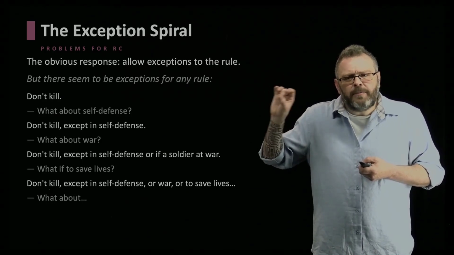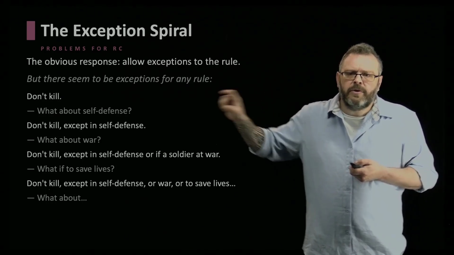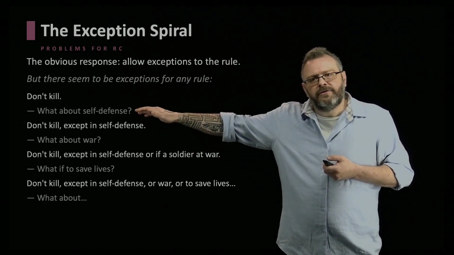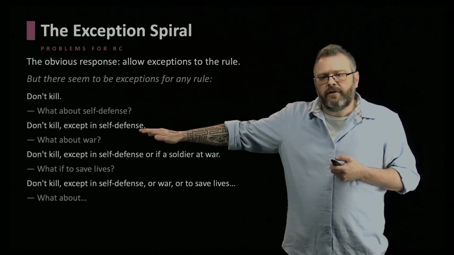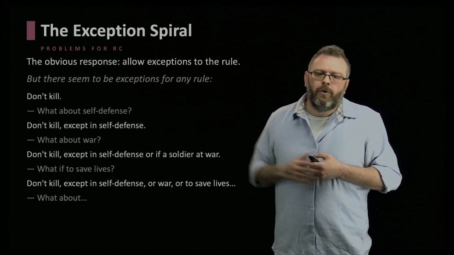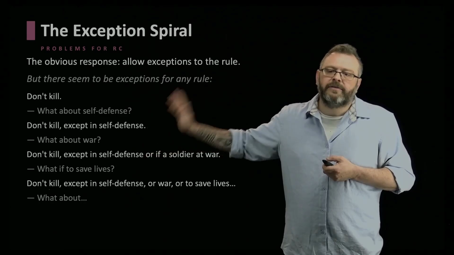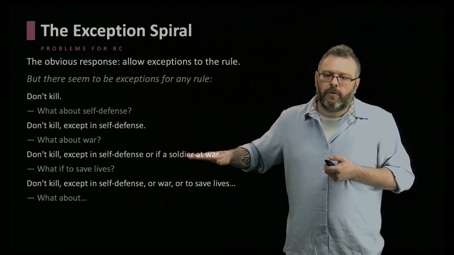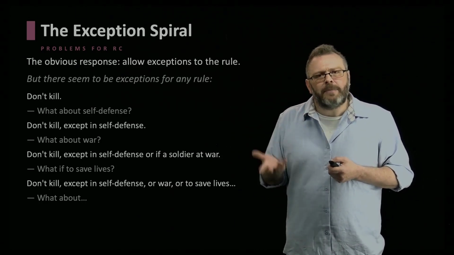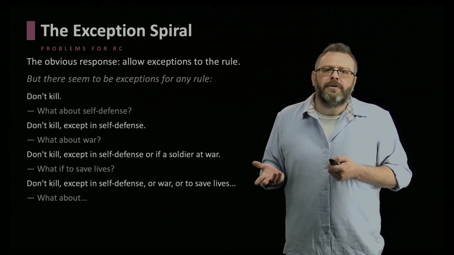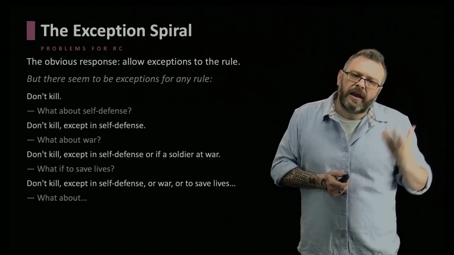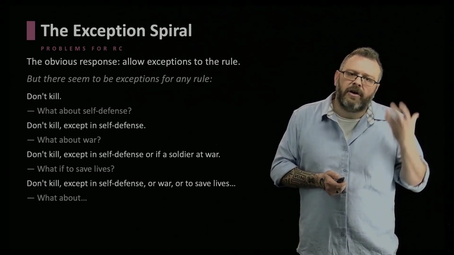If we add exceptions to the rule, though, here's the rule we start with: don't kill. Well, what about cases of self-defense? Okay, let's add an exception. Don't kill, except for cases of self-defense. Well, what about soldiers at war? Okay. Don't kill except in self-defense or if you're a soldier at war. Well, what if it's to save lives? Well, what if this? What if that? We're going to keep adding exceptions, right? And guess what's going to happen? Eventually, we're going to have so many exceptions that we're going to get the same results as act consequentialism.